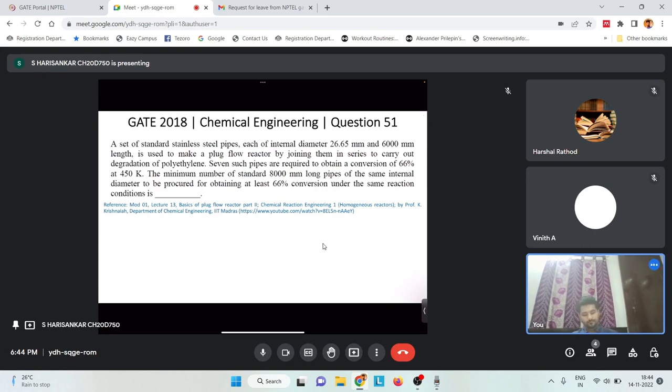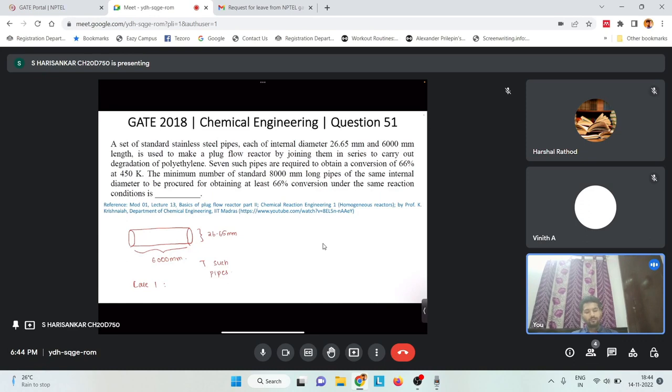So here in this question, it is said that they have used stainless steel pipes to make a plug flow reactor. So in case 1, this is the dimension of the pipes they have used. The inner diameter will be 26.65 mm and the length of the pipe will be 6000 mm. So they have joined 7 such pipes in series and they have made a plug flow reactor.